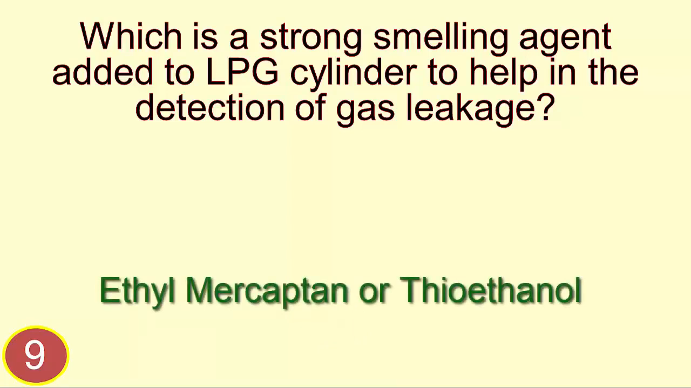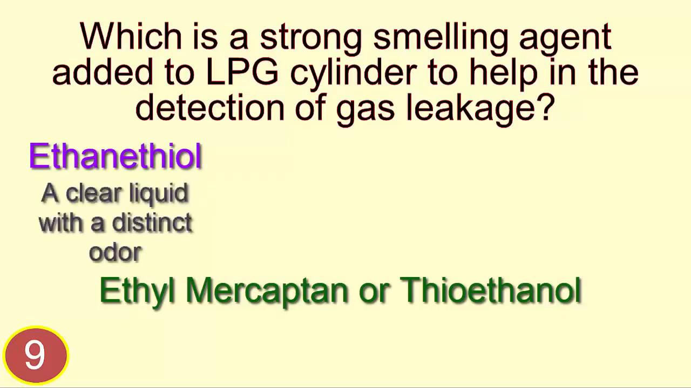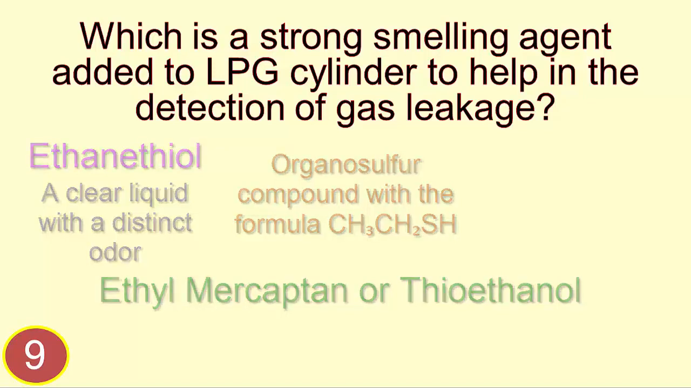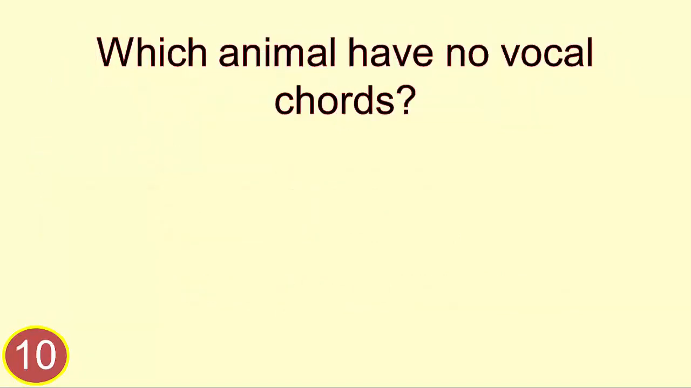Ethyl mercaptan or thioethanol. Ethanethiol, commonly known as ethyl mercaptan, is a clear liquid with a distinct odor. It is an organosulfur compound with the formula CH3CH2SH, which is used as an additive to odorless gases like butane, propane and petroleum to give them a warning odor. Which animal has no vocal cords?